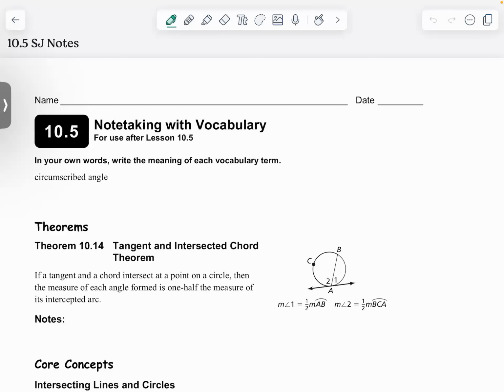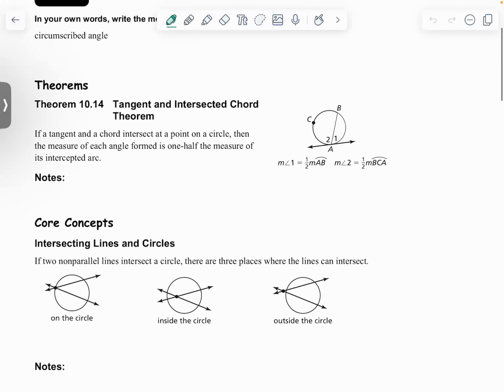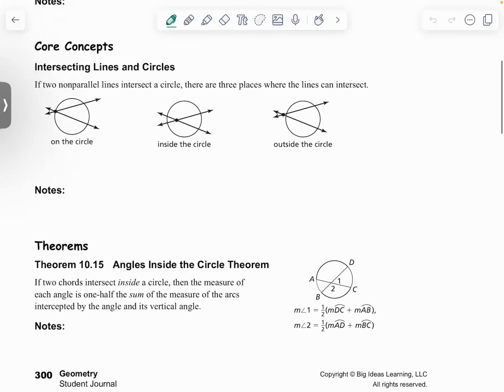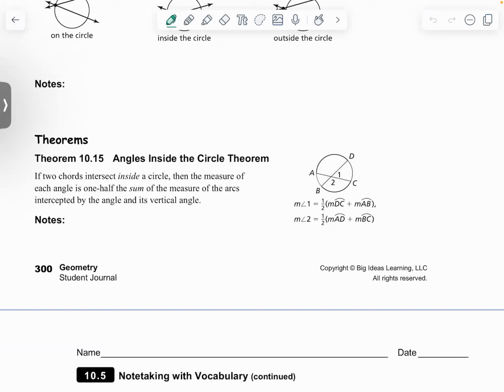Okay, so we have a few different tricks that we are going to learn about today. Okay, so let's talk about what we just discovered. So we're going to go kind of out of order. We're going to come down here to theorem 10.15.